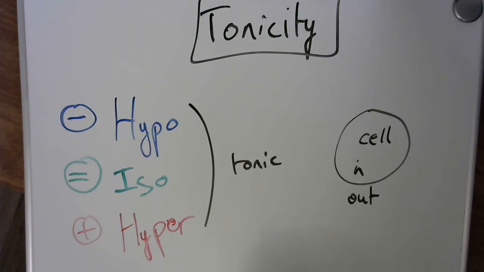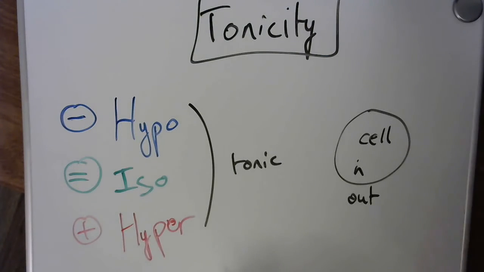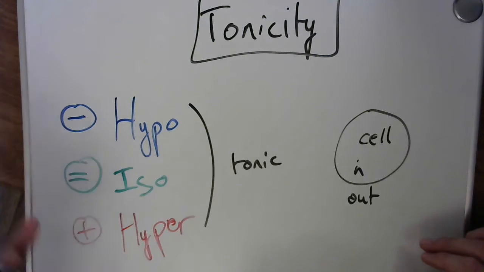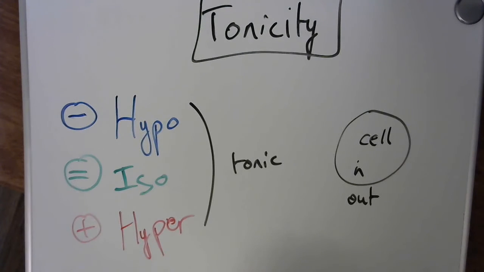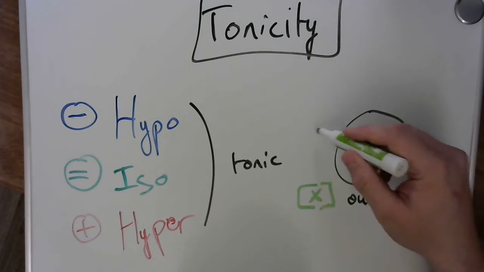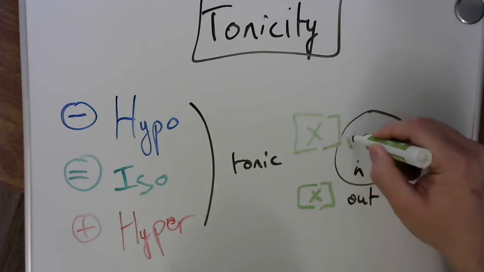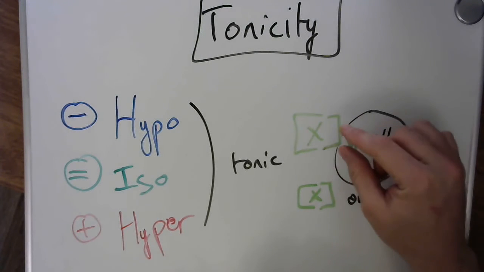So when we define hypo, if we say hypotonic for that cell, we would say this cell is in a hypotonic solution. In a hypotonic solution, the outside of the cell is hypotonic, which means hypo, less, so it has less solute than the inside of the cell. So our solute concentration, X, from the outside is smaller than the solute concentration, X, on the inside of the cell, right? That's all it means. Hypo, smaller than the inside, right?